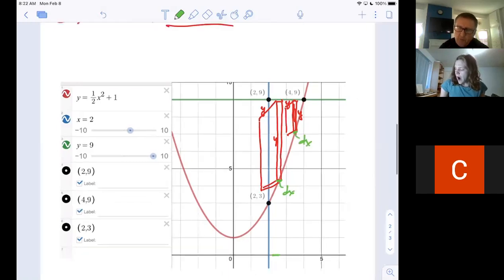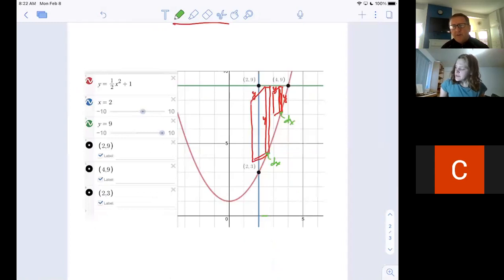So the question is, can you write out the integral that would allow you to add up all of those squares that have a thickness of dx? Can you write the integral out for that?